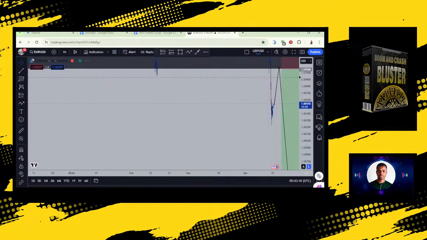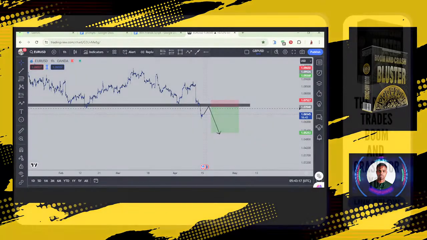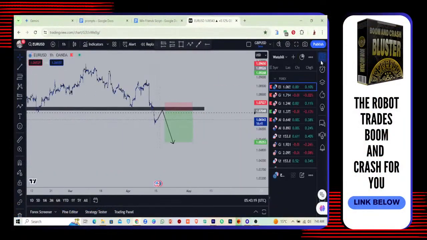Okay, now done with this one, let's move on to the next one, which is going to be another good trade again. The next trade that I'm going to place here is going to be the GBPUSD.